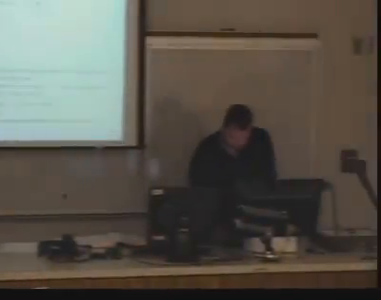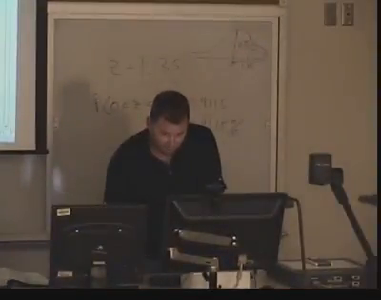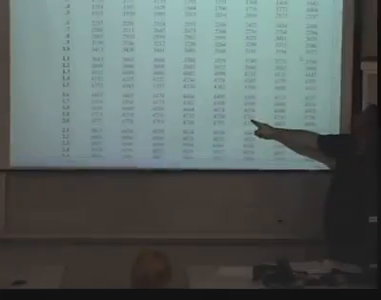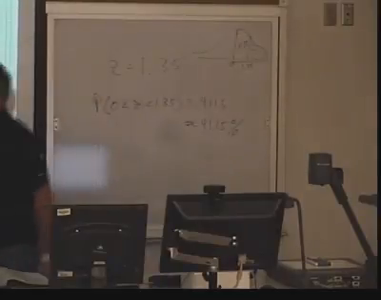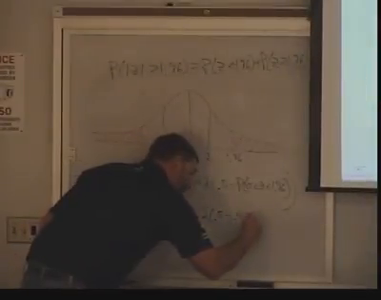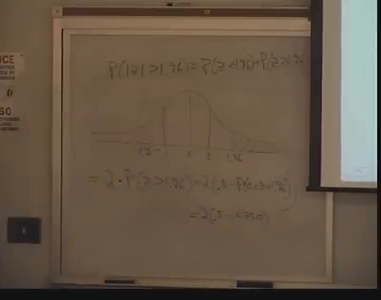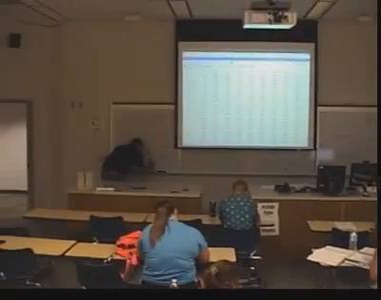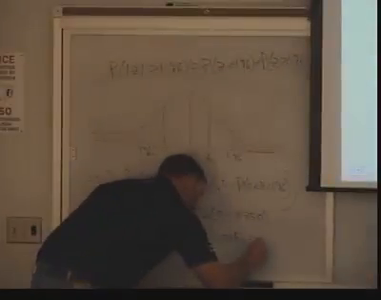So let's go to the chart. Let's find 1.96. So here's 1.9. 1.96 is right there. 0.475. So this is equal to 2 times 0.5 minus 0.475. I'll just go ahead and put the 0. And this is 0.025, right? Equals 2 times 0.025, which equals 0.05.